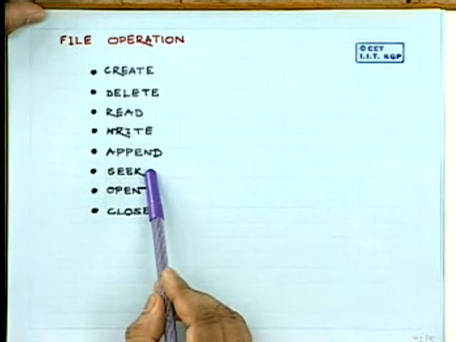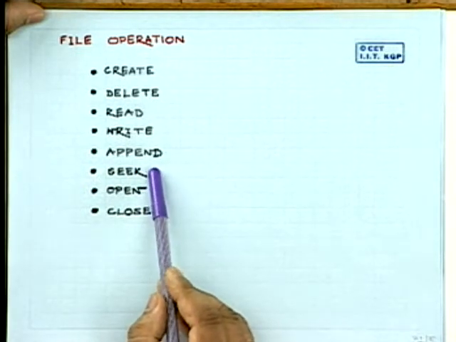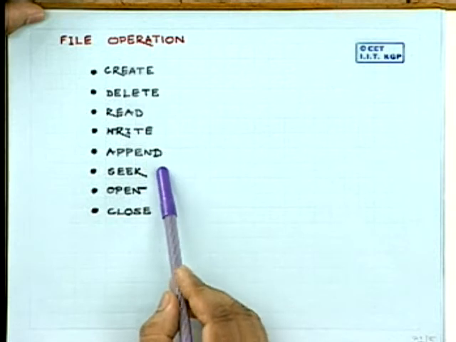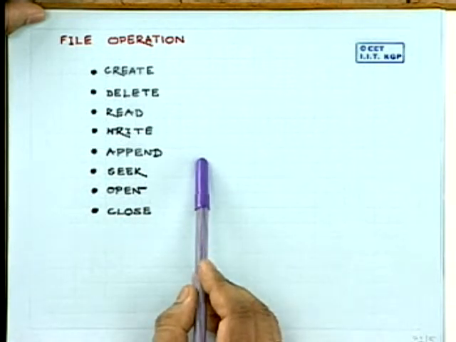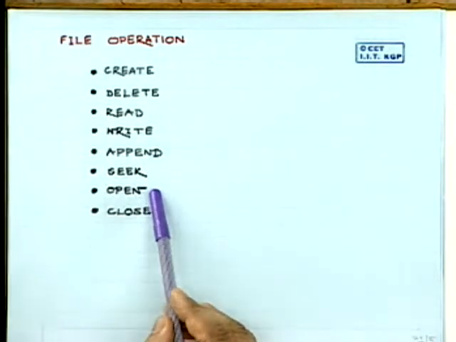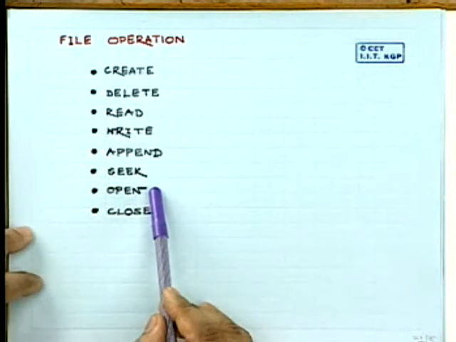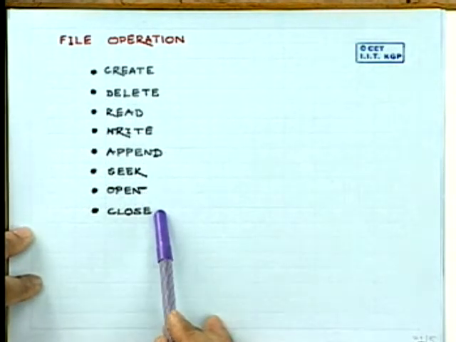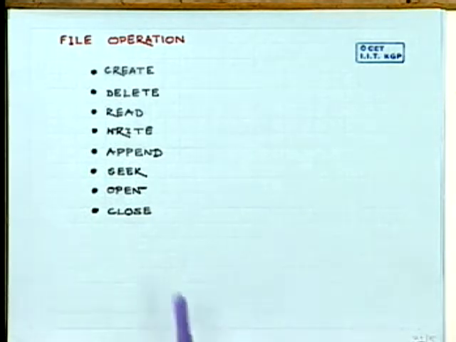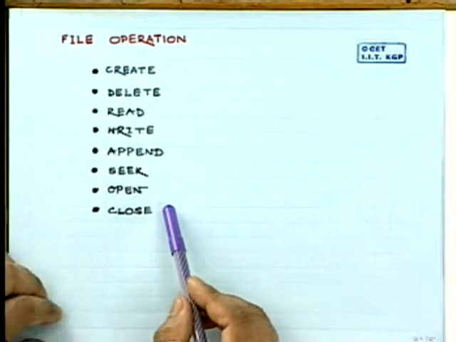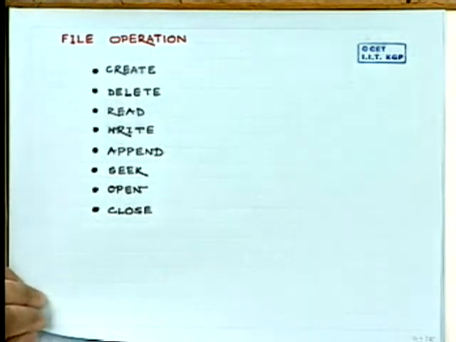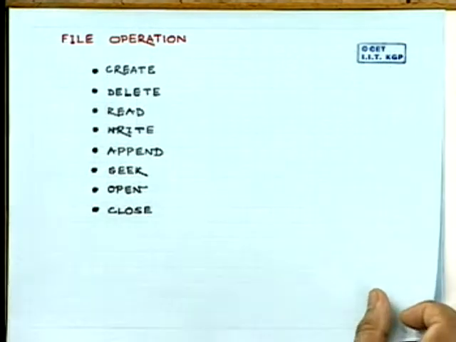Seeking a file, that means in a directory structure, in the total file system, whether a file is there, and if the file is there, where it is. Then open a file for operations like read and write, and close a file after the operations are over, that this file is no more needed. Now these are the file operations.